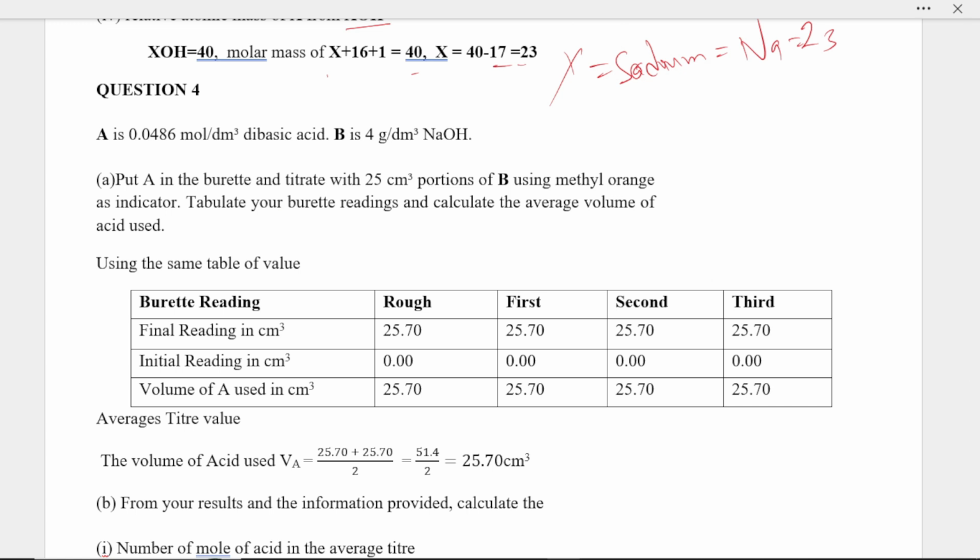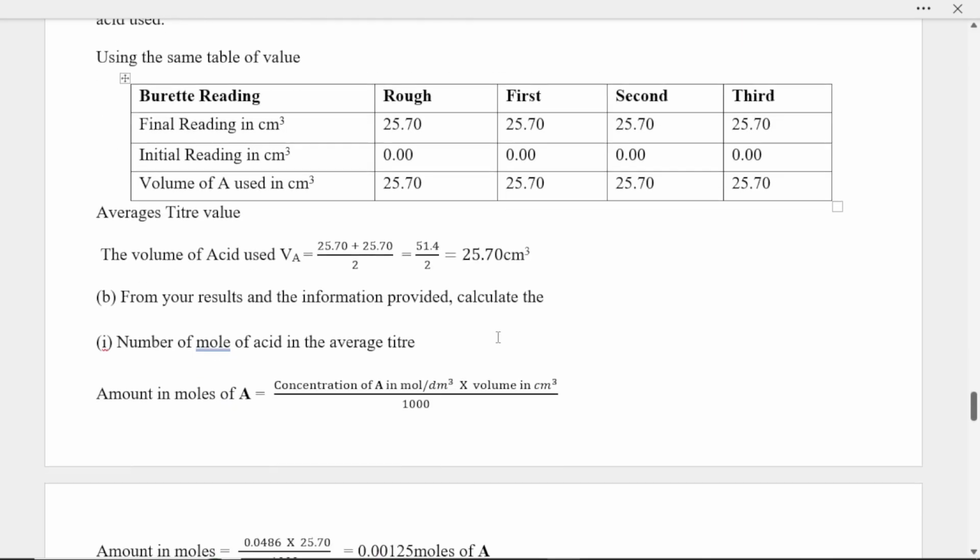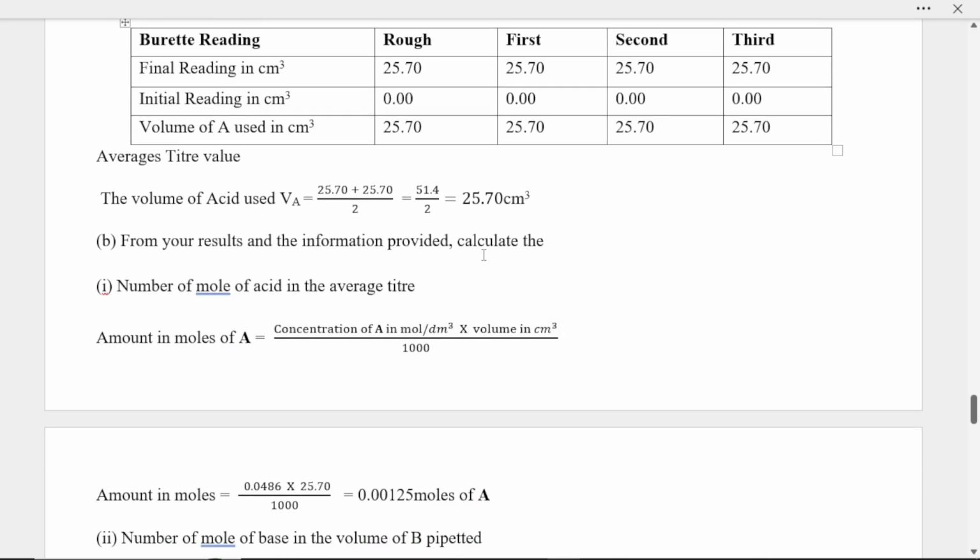Okay? A is 0.0486 mole per day of dibasic acid, and B is 4 gram of NaOH. Now we are not giving acid. Specifically, you don't know the acid, but of course you know the base, the sodium hydroxide. So you cannot form any equation. Please take note, you can't form any equation in this context. So let's look at the twist around this question.